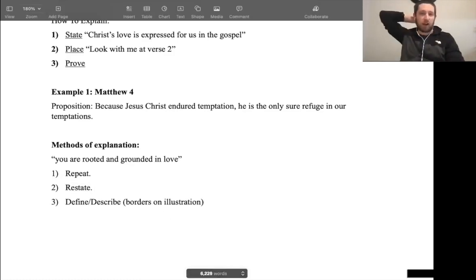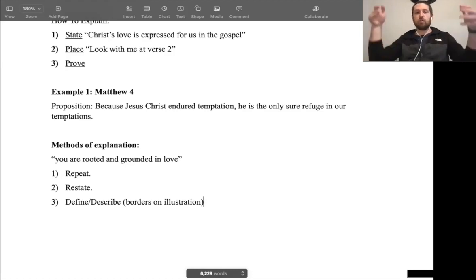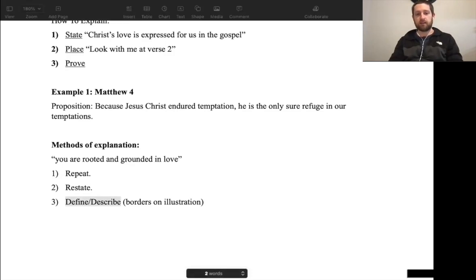Next, we can define or describe, and this is close to illustration. If we're doing this to rooted and grounded in love, I could say it's like a plant in a building. He sunk our roots deep into his love. He set the firm foundation of his love. The roots sink deep. The foundation is secure. See, I'm defining, I'm describing. So a lot of this is just finding ways to say what's already in the text and saying it in a way that's helpful. It helps people understand it.